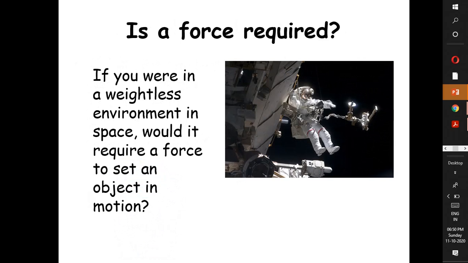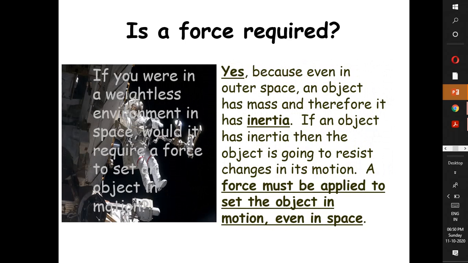Now see here, if we are in a weightless environment in space, would it require a force to set an object in motion? Yes, because even in outer space, an object has mass and therefore it has inertia. If an object has inertia, then the object is going to resist change in its motion. A force must be applied to set the object in motion.